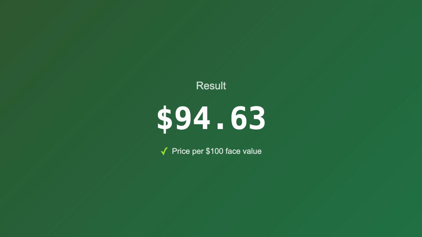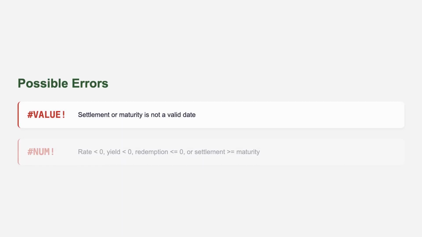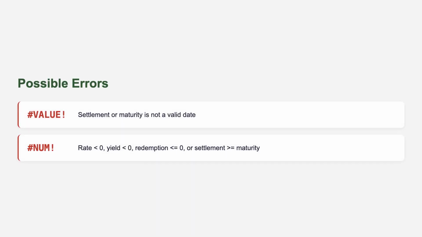Since the yield of 6.5% is higher than the coupon rate of 5.75%, the bond trades at a discount below par. Watch out for common errors. A #VALUE! error occurs when the settlement or maturity date is not valid. A #NUM! error occurs when the rate is negative, the yield is negative, the redemption is 0 or negative, or the settlement date is on or after the maturity date.